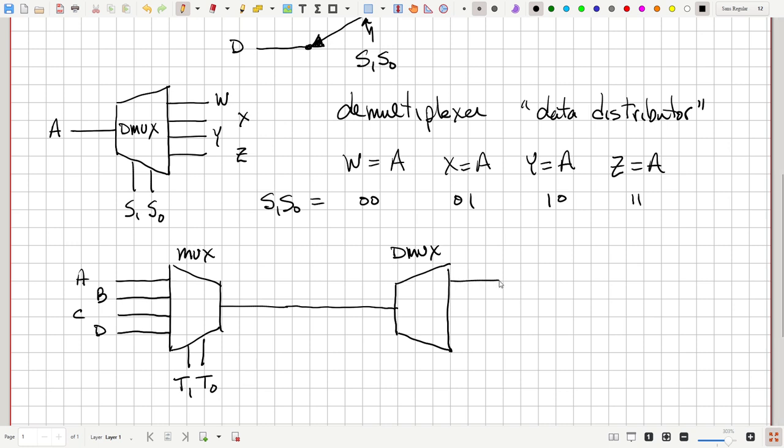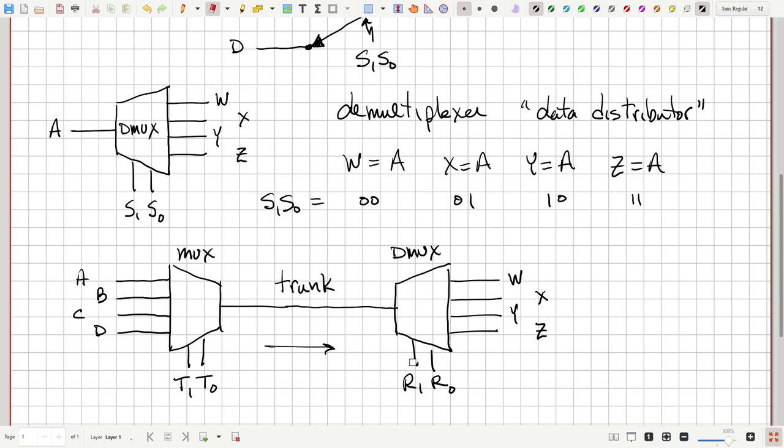Okay, and this is going to have four outputs, W, X, Y, and Z. And it's going to have two selector signals we'll call R1 and R0. So we can think of the multiplexer as being on the transmitting side. Right? Data is going to flow from left to right in this case. And so the T1 and T0 signals would just determine which of these channels, A, B, C, and D, would be transmitted over this connection we'll call the trunk.